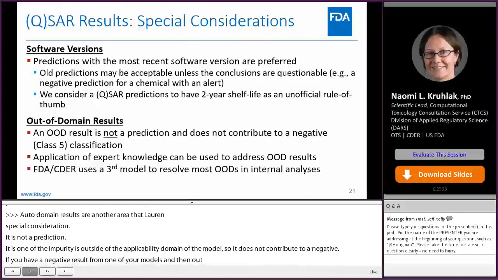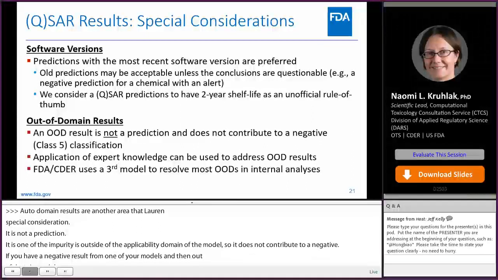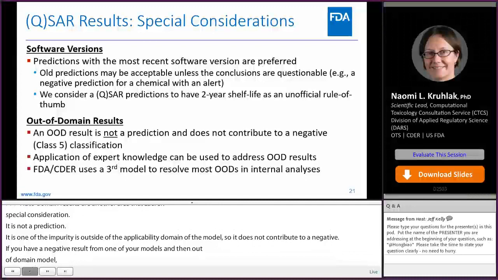This is a case where you actually have an incomplete analysis. So that data gap can be addressed through the use of expert knowledge to resolve that lack of information from the second model, or it could be addressed by running another model that can actually give a prediction so that you have that complete analysis. And we've generally found that that method with the third model works well for us at CDER.